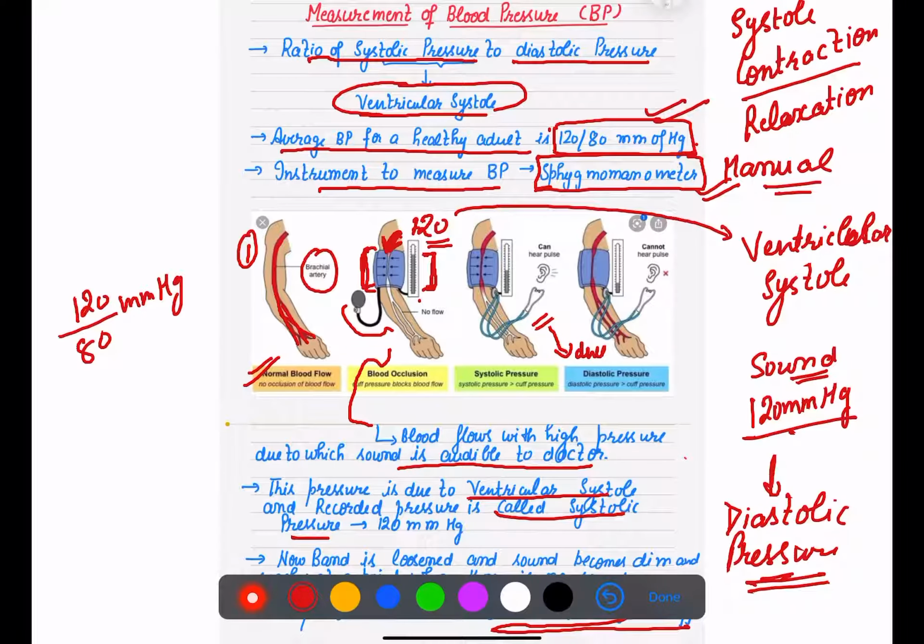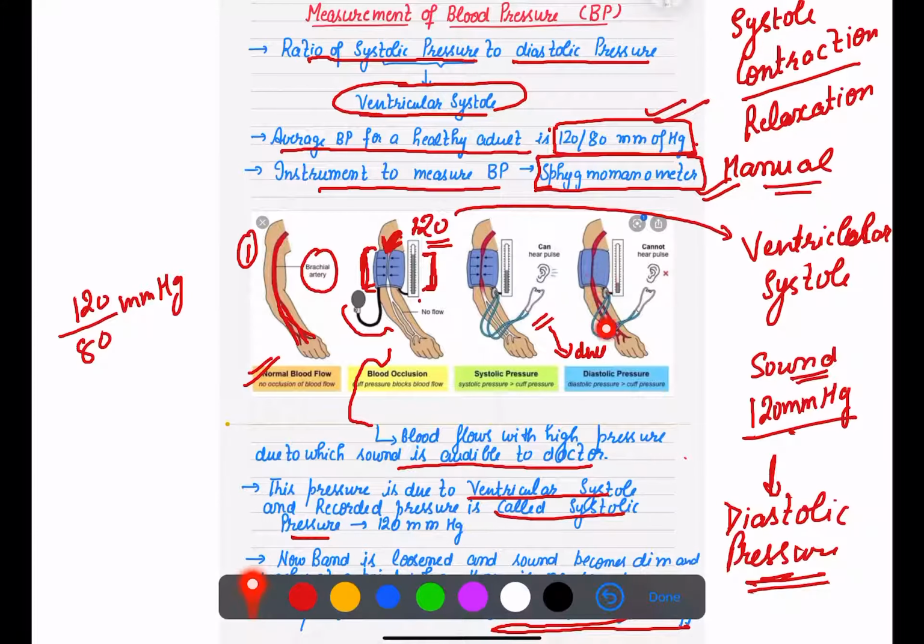Again I am repeating this quickly. This is the normal situation in which blood is flowing through the artery in a normal manner. Now you have put a tight band on the shoulder, and you have stopped this blood flow. This blood is now under very high pressure, so there will be a point when you can hear the sound to the maximum, and then the systolic pressure is taken. That means you can hear a pulse. That is called systolic pressure.